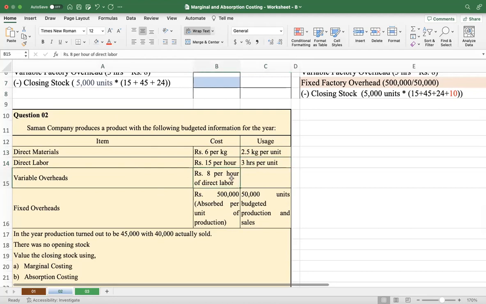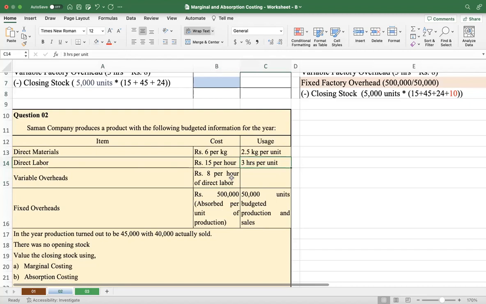Then variable overheads, 8 rupees per hour of direct labor. Now it is directly combined with the direct labor, so they have not given us the usage separately here, as they say it is related with the direct labor. So 8 per hour means how many hours do we need? 3 hours. So 8 into 3 will give you per unit variable overheads. Right?